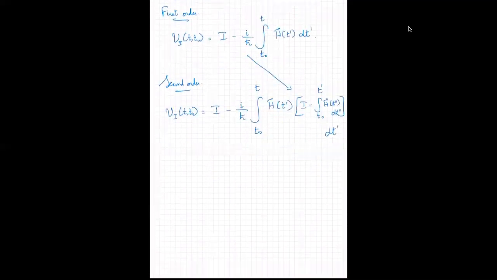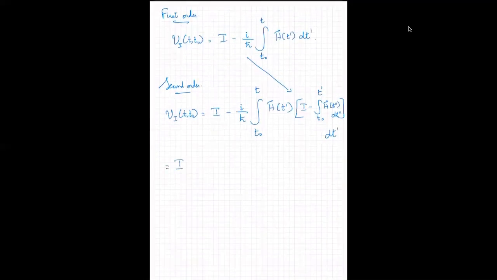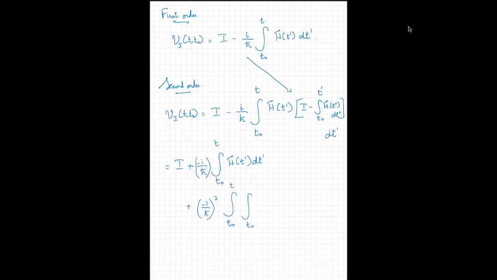Okay, so I'll write this out correctly. This is equal to I minus i over h bar. There are two terms here. The first term, of course, is the first order result, H tilde of t prime dt prime. And the second term is plus minus i over h bar whole square, integral t0 to t, integral t0 to t prime, H tilde of t prime, H tilde of t double prime, dt prime, dt double prime. Okay.